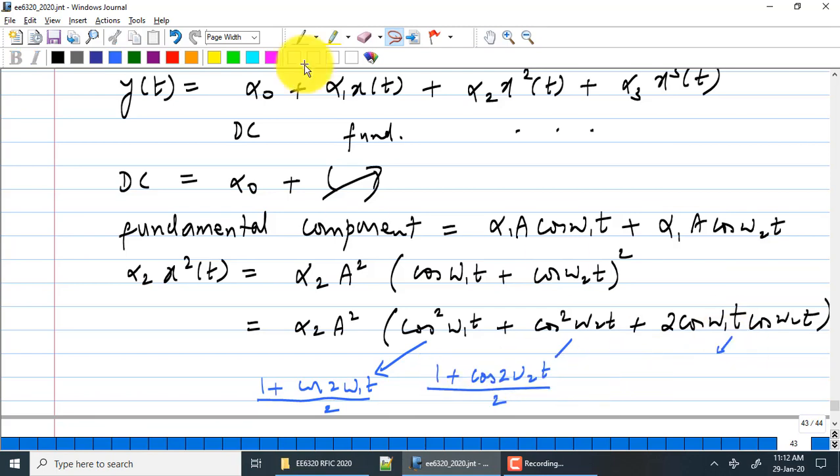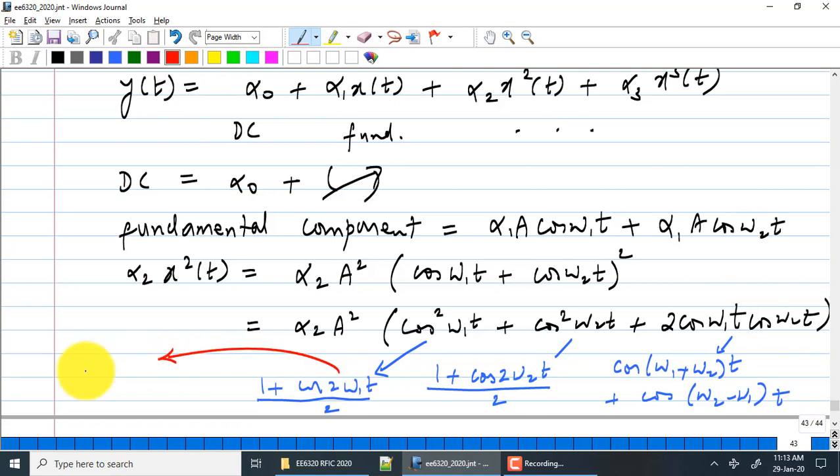Give myself some space. Okay. Now, we know what these terms are. This half term, A squared by 2 from each one of these terms, will go back and fold down to change the DC value. That's pretty straightforward. This term here gives me a second harmonic of omega 1. Okay. This gives me second harmonic of omega 2.